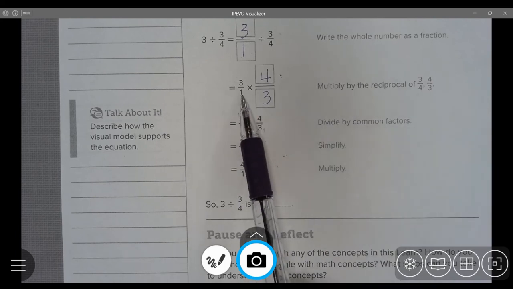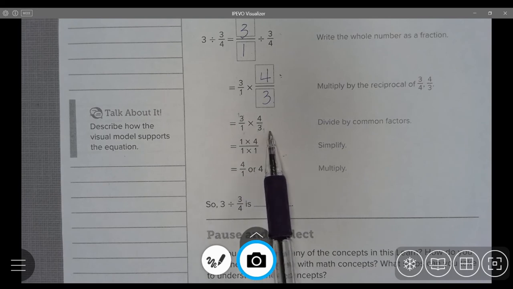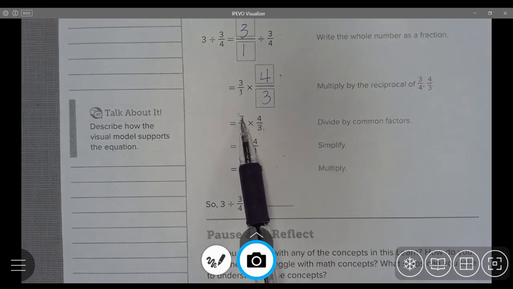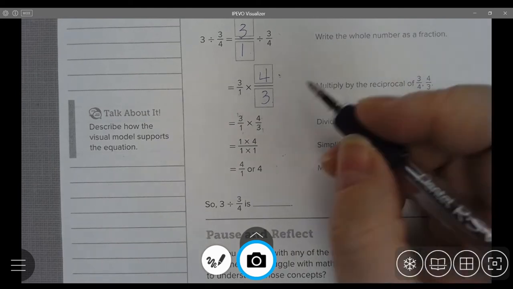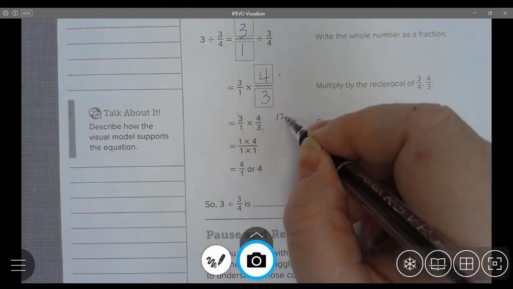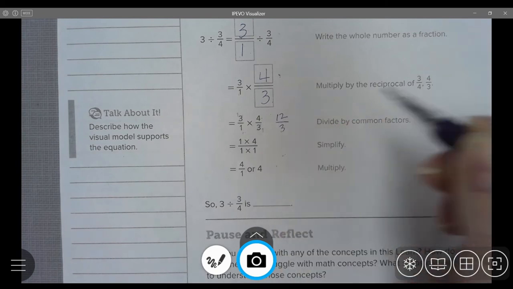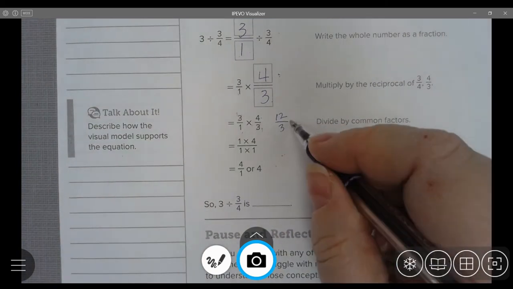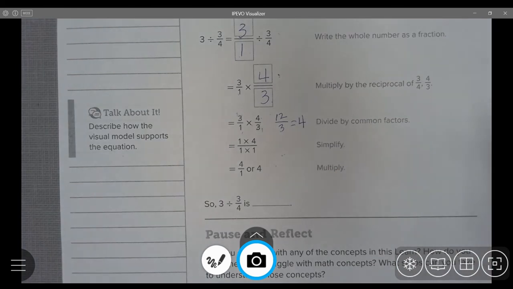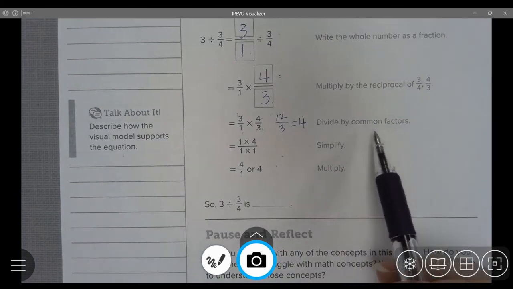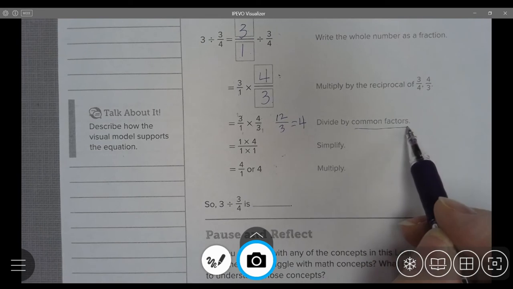So here we go, 3 over 1 times 4 over 3. We're going to do 3 over 1 times 4 over 3, and we would go ahead and say 3 times 4. We could do it this way, 3 times 4 is 12. 1 times 3 is 3. Another way, and then we would take this and we would say 12, how many 3's are in 12? And that would be 4. Or we can find common factors.